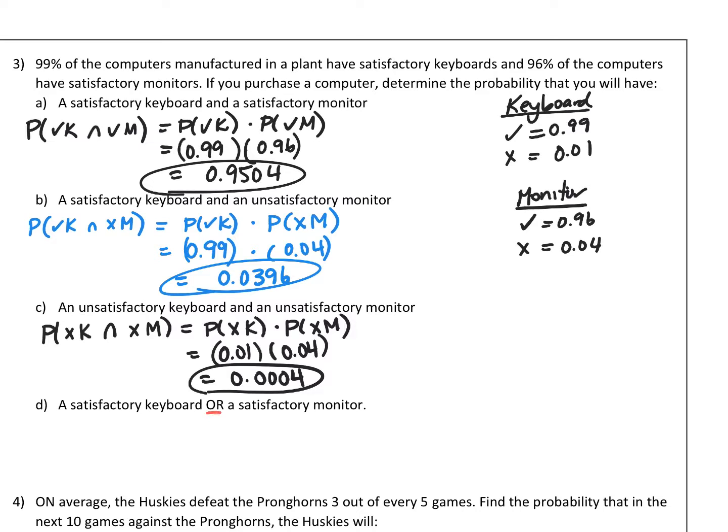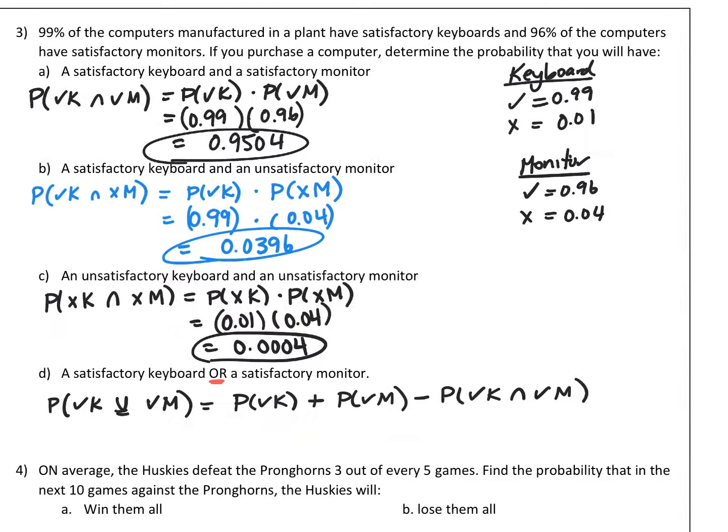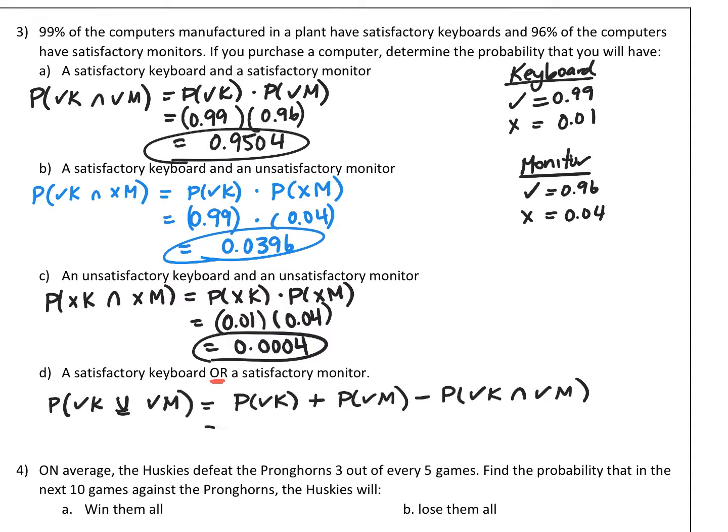Okay, just to make sure you're still awake here, the probability of getting a good keyboard or a good monitor, one or the other. So remember that our OR formula is the probability of getting a good keyboard plus the probability of getting a good monitor, subtract the probability of getting both a good keyboard and a good monitor. That's our formula from the first part of the unit. So the probability of getting a good keyboard is 0.99. Probability of getting a good monitor is 0.96.